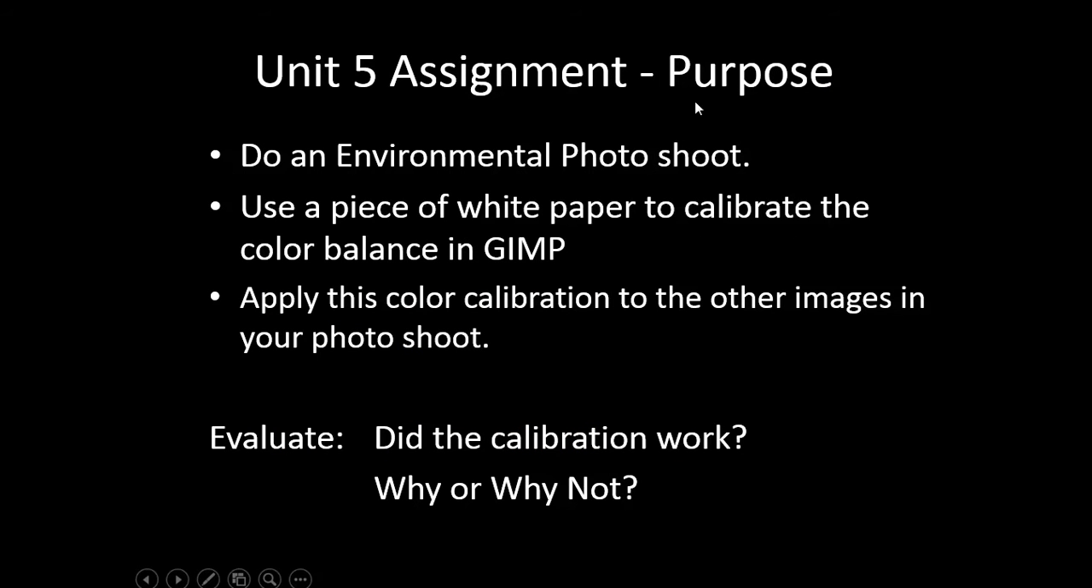So what is the purpose of this assignment? It's to do an environmental photo shoot. And you're going to use a piece of white paper in your photo shoot to calibrate the color balance in Gimp. I know this doesn't make sense now, but it will later. You're going to apply this color calibration to the other images in your photo shoot, and you're going to evaluate, did the calibration work? Why or why not?